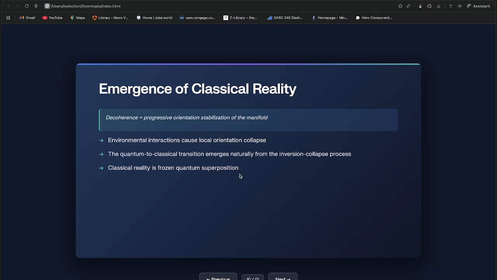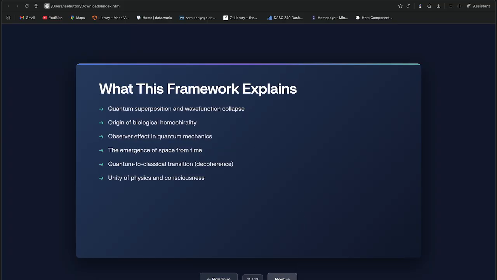And so our classical reality isn't as complicated as we like to make it seem. It's just a frozen quantum superposition. Two things exist, but when you choose one, that becomes reality. That's all. And this framework explains quantum superposition, homochirality, the observer effect, emergence of space, decoherence, and eventually the unity of consciousness in physics. I think the inversion principle links all scales without arbitrary boundaries because of its fundamental principle.